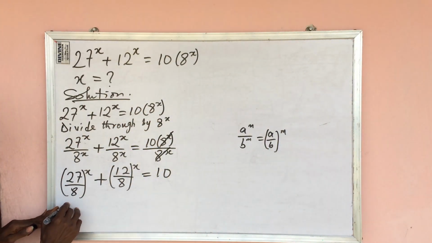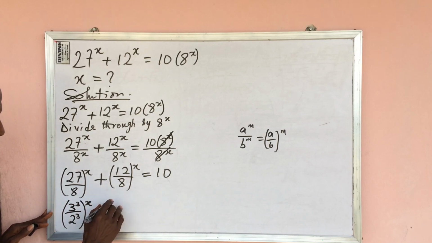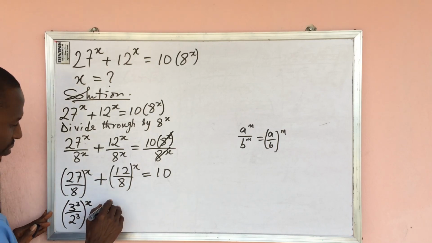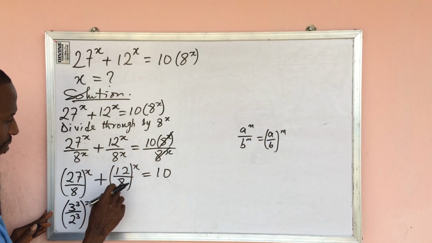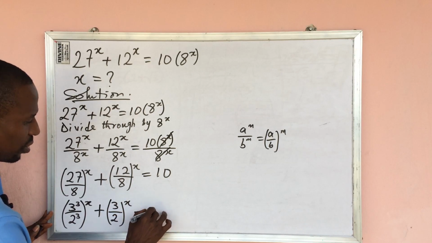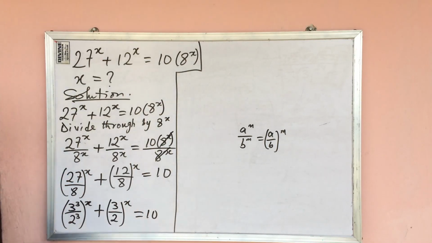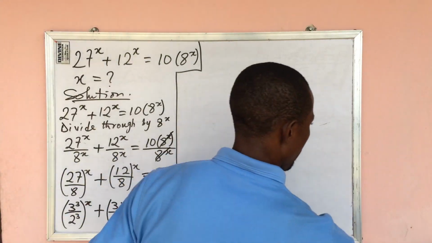So this is the same thing as 3 to the power of 3 all over 2 to the power of 3, all to the power of x, plus 4 into 12 will give us 3, all over 4 into 8 will give us 2, all to the power of x, equal to 10. So let's proceed from here.